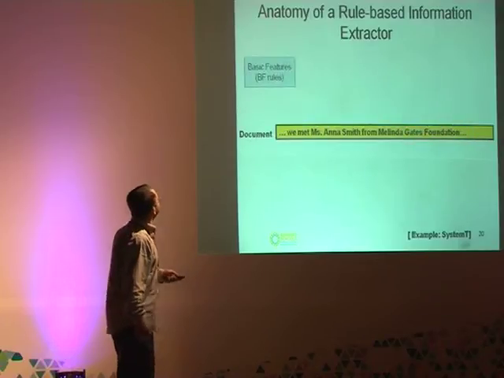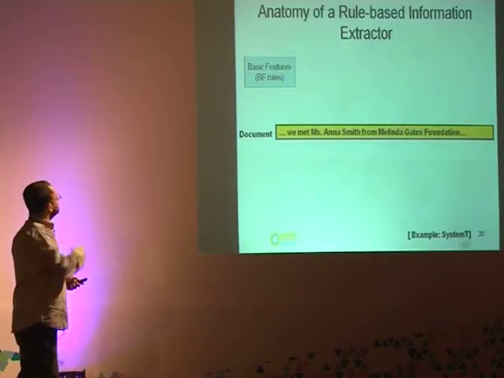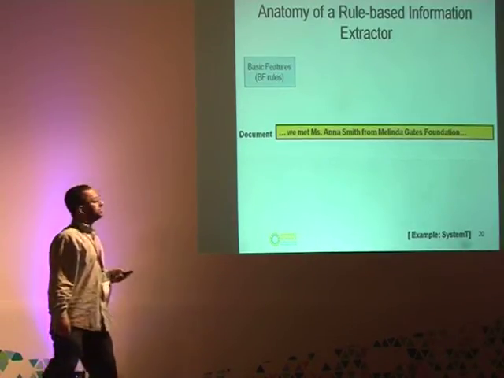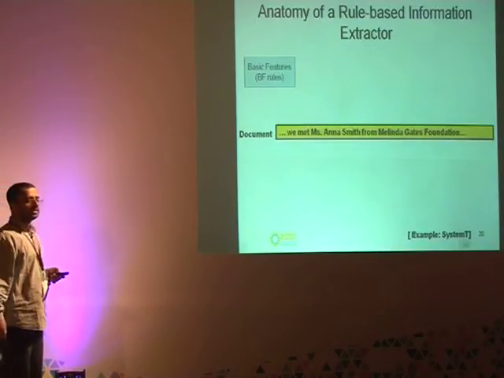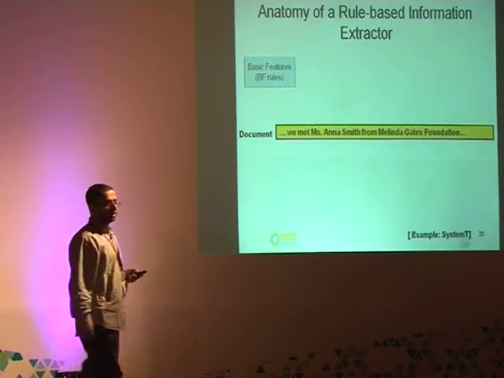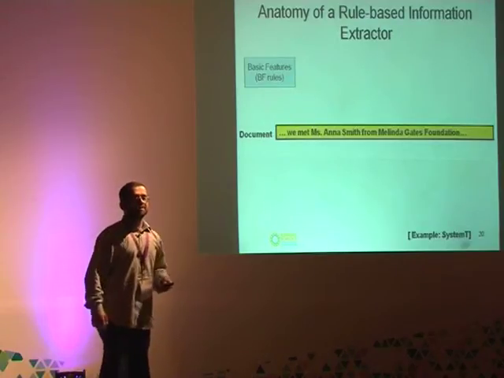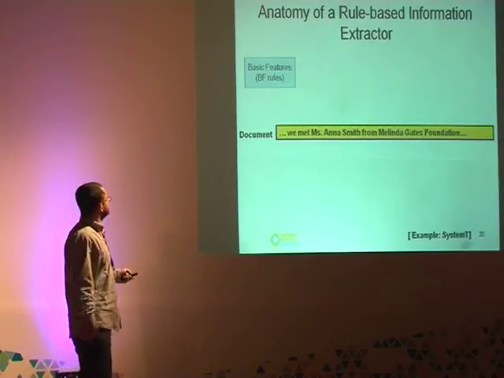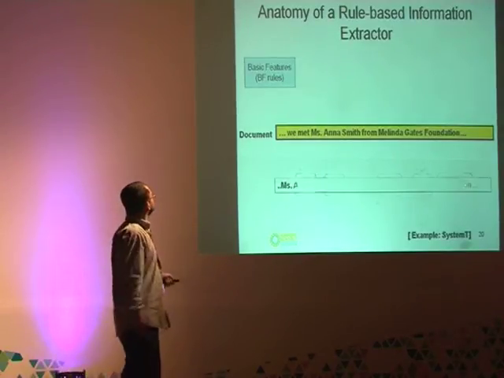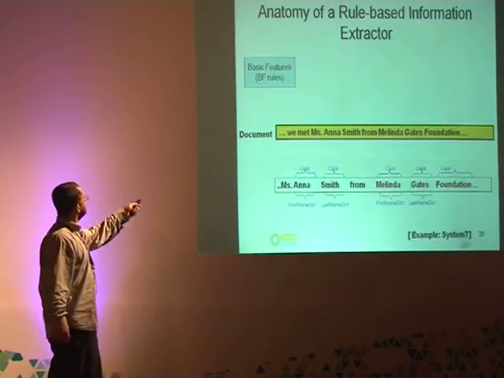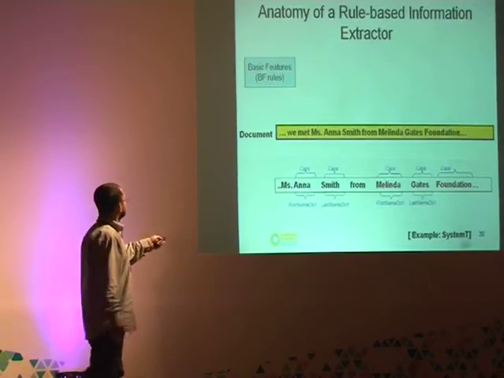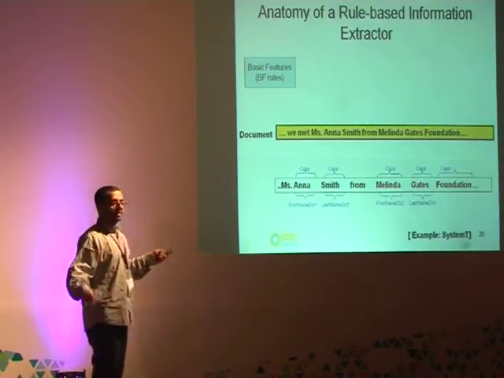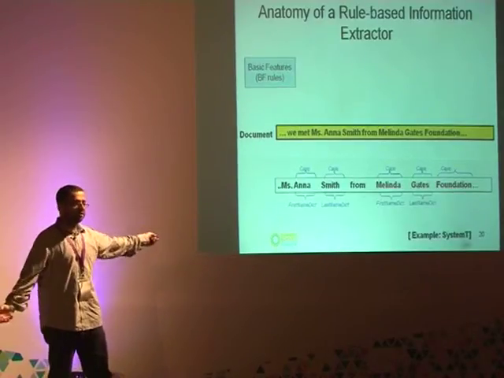So what is the anatomy of a rule-based information extractor? This is, again, at a high level. You can get into more details if you're interested. The first set of inputs that these extractors look for are basic features. These are features like capitalization and very simple regular expression matches on the tokens. For example, we met Miss Anna Smith from Melinda Gates Foundation. Anna is capitalized. Anna could belong to some first name dictionary. Smith could belong to some last name dictionary. These dictionaries could also be obtained from the training data.